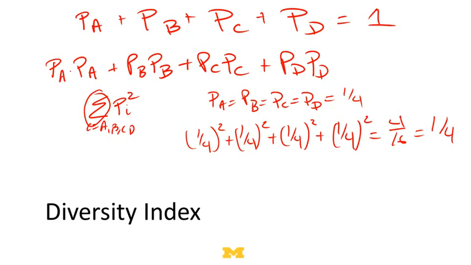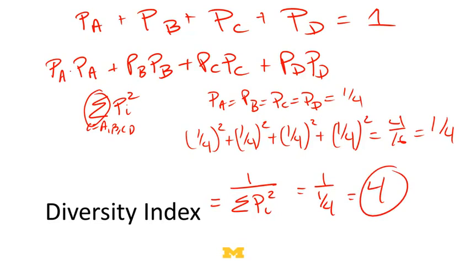So to get the diversity index, what we do is we just take, it's equal to 1 over the summation of those Pi squareds. So that's going to be 1 over 1/4, which is equal to 4. So what that's telling us is that, look, it's like there are 4 types here. Okay, so our diversity index, remember, was just 1 over the summation of these Pi squareds. So before we had PA equals PB equals PC equals PD, and we got a diversity index of 4.